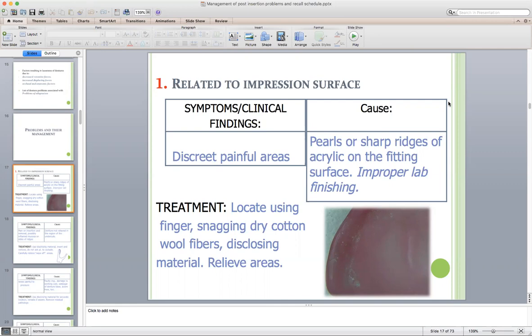So the treatment for this problem is that we have to locate the areas using our fingers, snagging dry cotton wool fibers, or disclosing materials. These are the ways by which we can find the particular areas having the sharp ridges or acrylic pearls, and once we figure out the area, we have to relieve that area. So this is the treatment for the discrete painful areas.